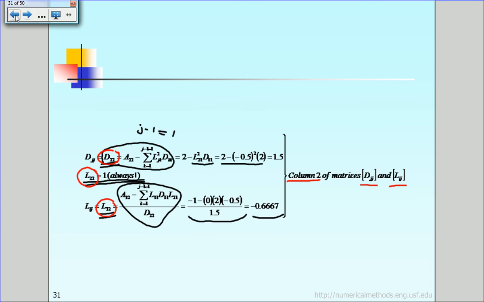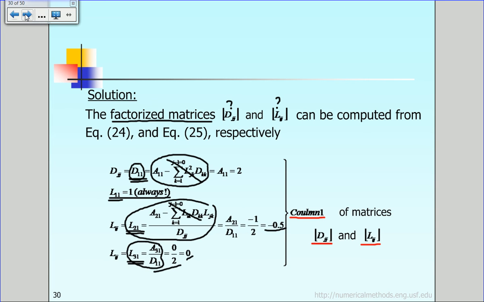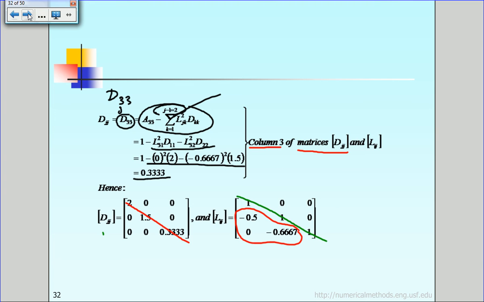In the numerical example, as you can remember, you are given the matrix A and a vector B. According to the first step, we use those formulas for the diagonal matrix D and for the lower matrix L. We can calculate column 1 of the matrices D and L. Then after that, we calculate column 2 of D and L. Then after that, we calculate column 3 of D and L.